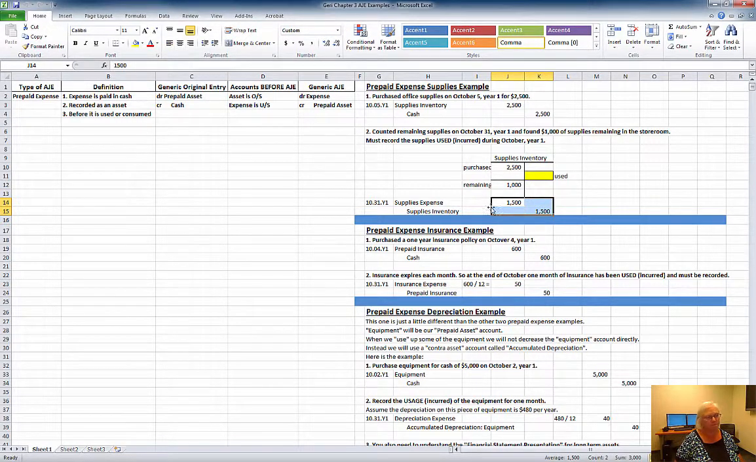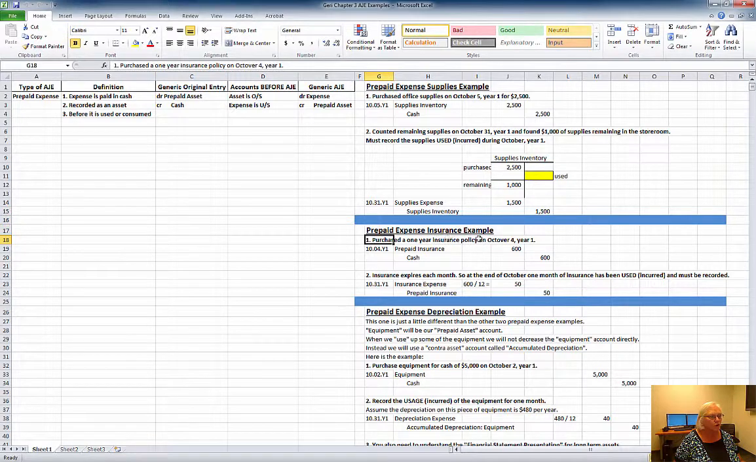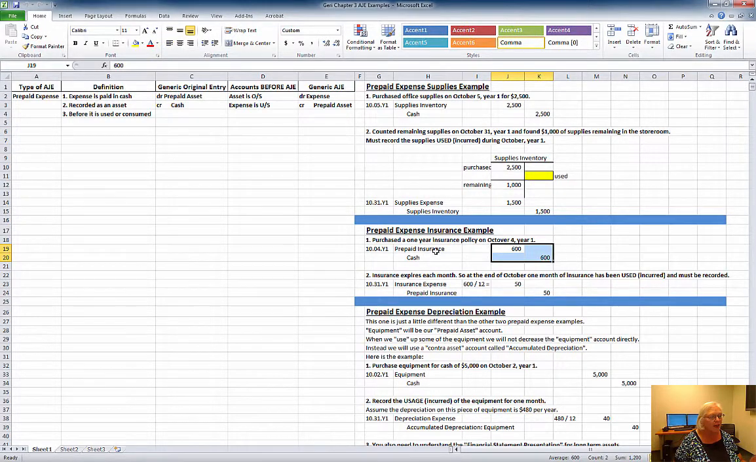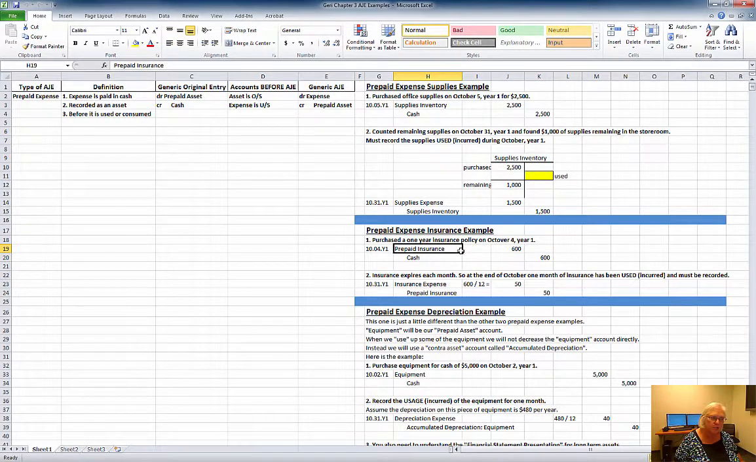All right, the second example is for insurance. It works the same way. When we purchase a 1-year policy on October 4th, looks like I have a typo in there, sorry about that. We're going to debit prepaid insurance, credit cash, $600. So that asset account, prepaid insurance, represents 12 months of insurance.